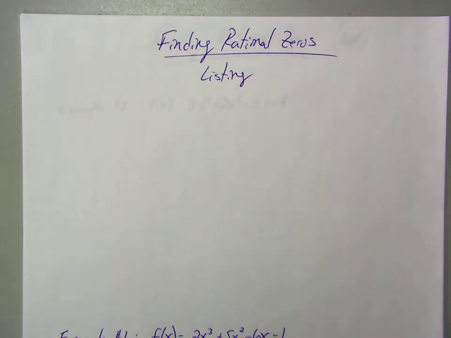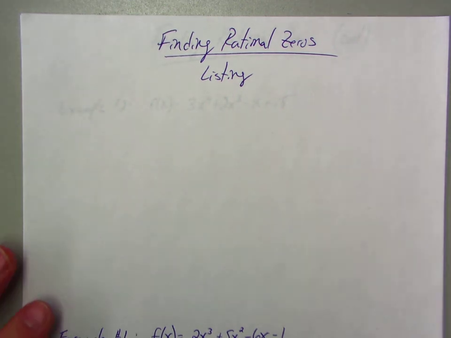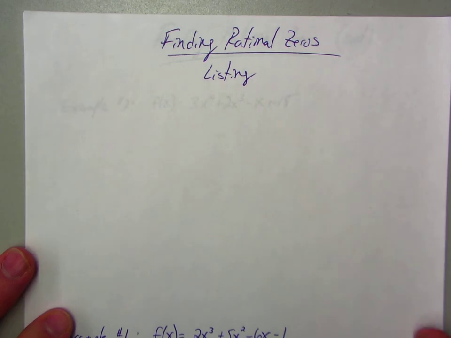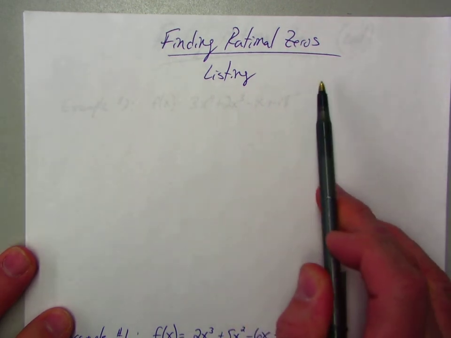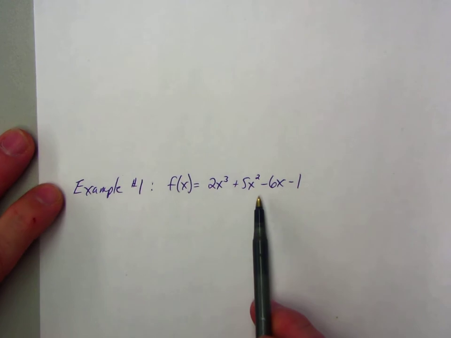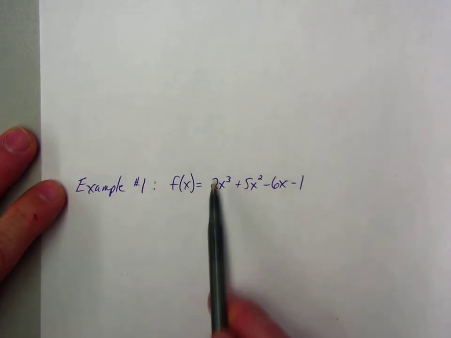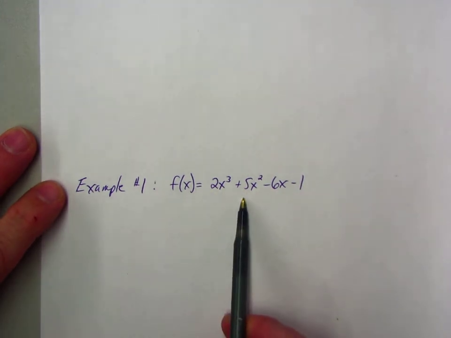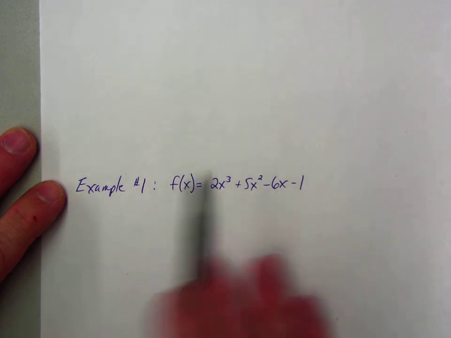Alright, in this video we are going to find all rational zeros of a polynomial equation. In other words, just the review, zeros means whatever value I can plug in for x will make this whole thing go to 0. So what we're going to do is find them all.